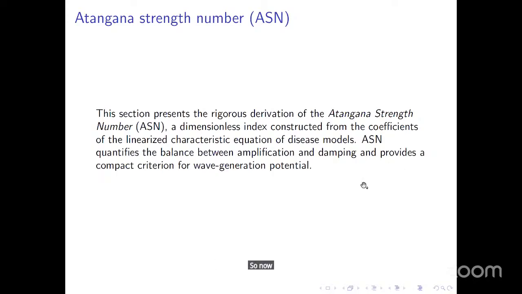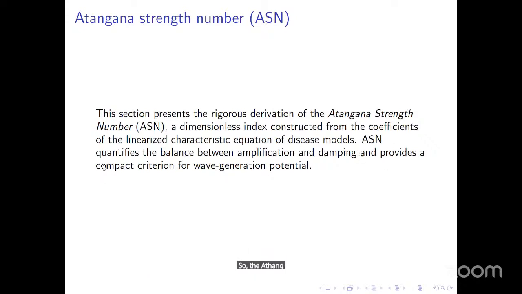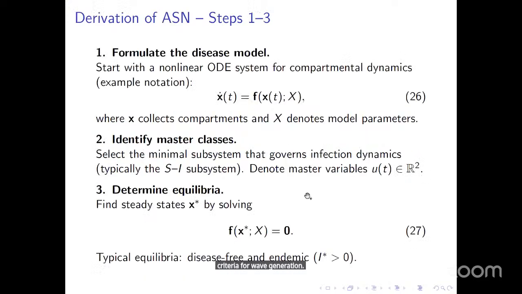Okay, so the Atangana strength number. Now we are going to discuss the Atangana strength number, which is a dimensionless index constructed from the coefficients of the linearized characteristic equation of the disease model. The Atangana strength number quantifies the balance between amplification and damping and provides a compact criterion for wave generation.